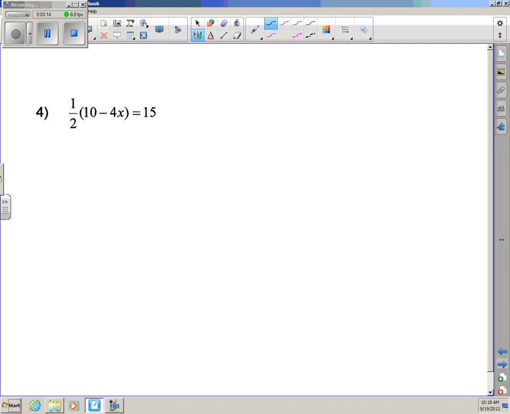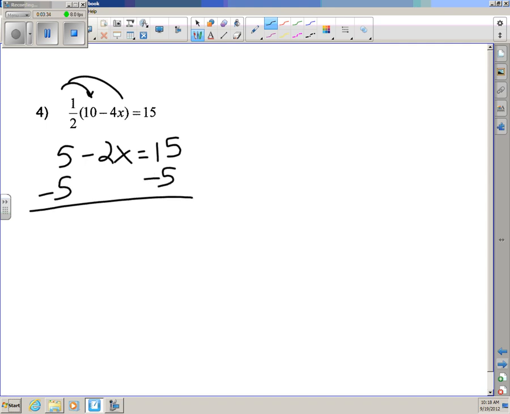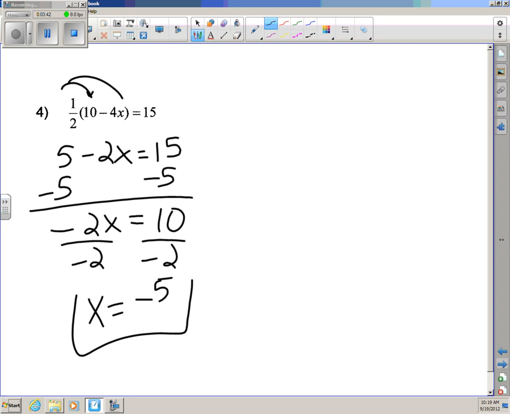Next one. So on this next one, you can do one of two things. You can either distribute that 1/2 into your parentheses, or you can clear the fraction first. I'll do it both ways. If you distribute into the parentheses, half of 10 is 5, half of negative 4x is negative 2x, and you get 15. Subtract 5 on both sides, negative 2x equals 10. Divide both sides by negative 2, and x equals negative 5.